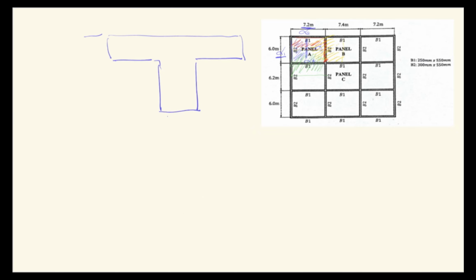Okay, this is 550, and this to be B1 with a width of 250 mm. Of course, the thickness of the slab is 175 mm. So similarly, we have to determine the dimension of X, which can be computed from this equation.